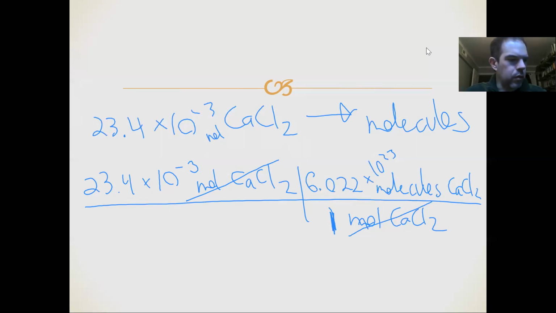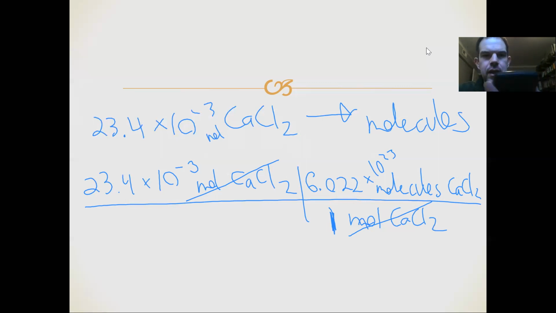There are several different ways you could do it. You could just do the front numbers, which is fine. I'm just going to enter it straight in my calculator here. I'm going to enter 23.4. Then I'm going to hit this EE button, and that gives me the exponent. And then I can go -3 for my exponent. And I'm going to multiply that times 6.022. And then I'll hit the EE button again, and then I'll go 23 for the exponent, 10 to the 23rd.